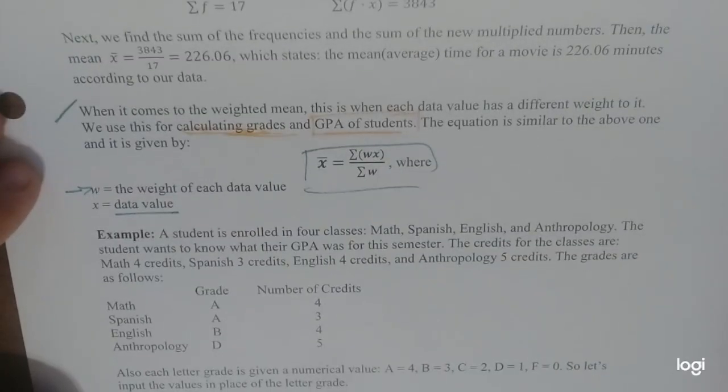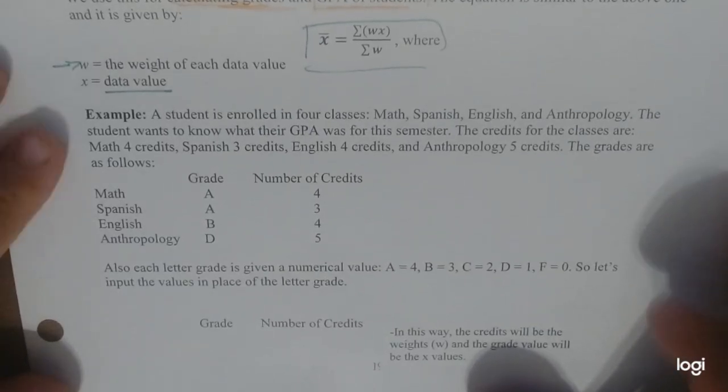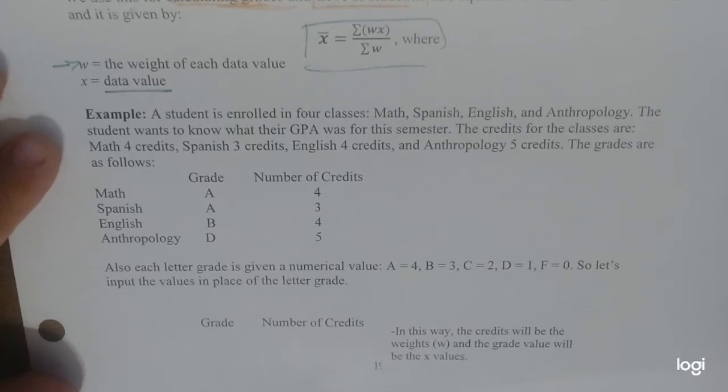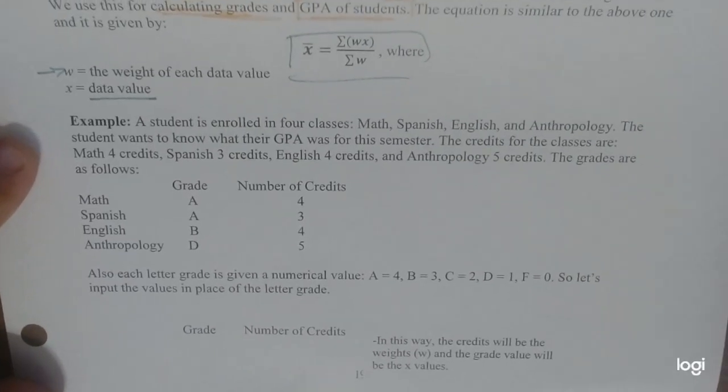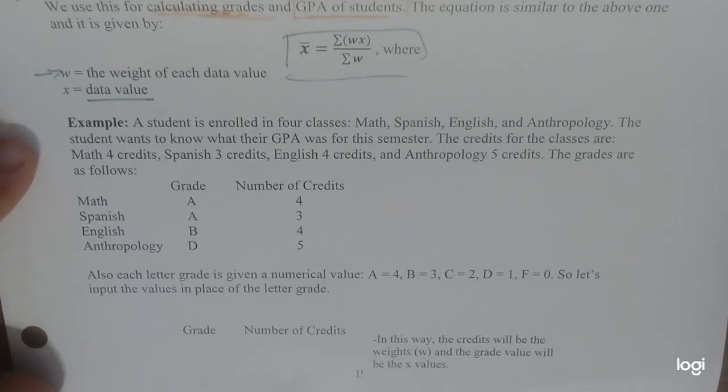All right, so let's do an example like we did before. How do we use the weighted mean? Here's an example. A student is enrolled in 4 classes: math, Spanish, English, and anthropology. The student wants to know what her GPA was for the semester. The credits for the classes: math 4 units, Spanish 3 units, English 4 units, and anthropology 5 units. The grades are as follows.